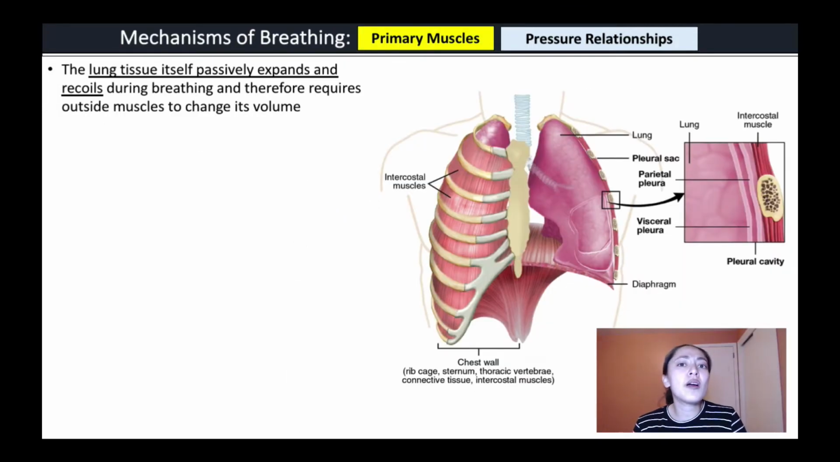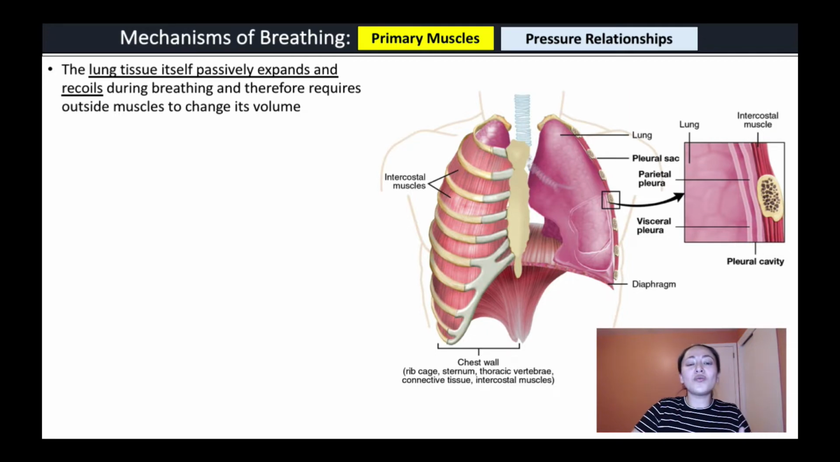Let's talk a little bit more about these muscles that are involved in breathing. These muscles are extremely important because the lung tissue itself does not contain any muscles. So the lung tissue itself passively expands and recoils during breathing. The lungs, if you remember, have two layers surrounding them, and they are pretty much attached to your thoracic wall. So as your thoracic wall expands, the lungs just expand with it. And then your lungs will naturally recoil back in too. So the lungs themselves aren't doing any of the work with breathing.